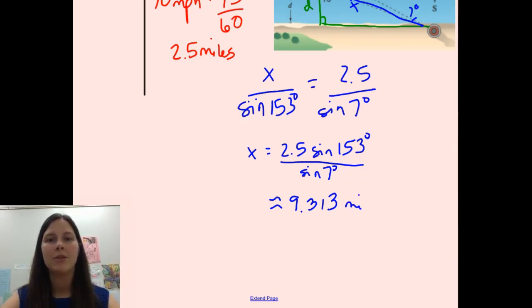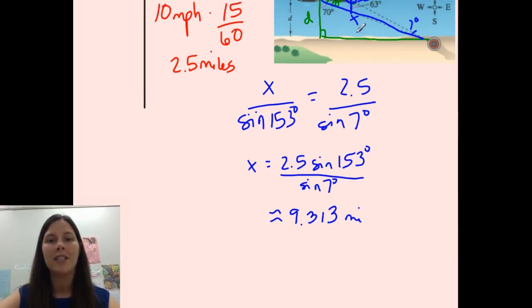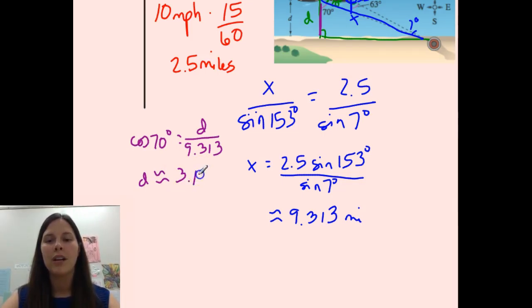Next, we can set up SOHCAHTOA with the 70-degree angle, the side adjacent, which is the distance that we're looking for, and the hypotenuse that we just found. So we have cosine of 70 degrees equals adjacent over hypotenuse. We'll solve for this by multiplying both sides by 9.313, which will give us a distance of the boat to the shoreline of 3.185 miles.